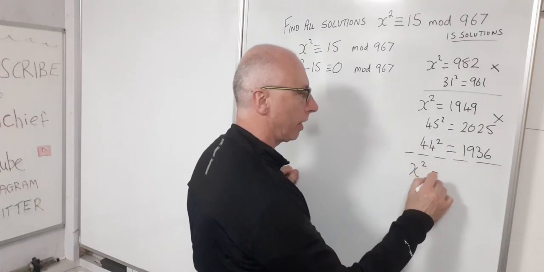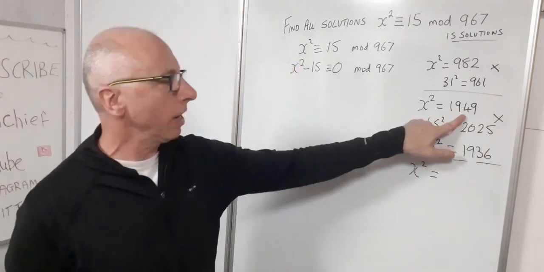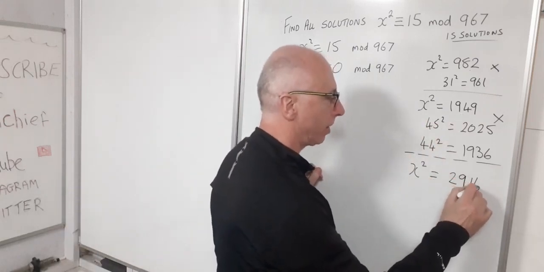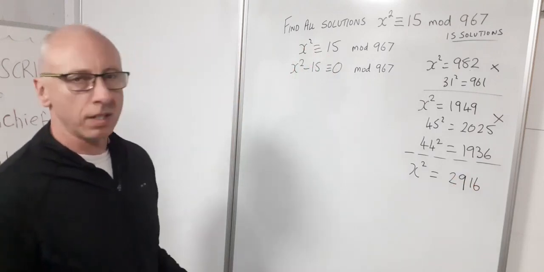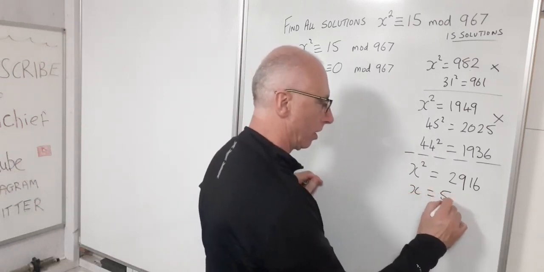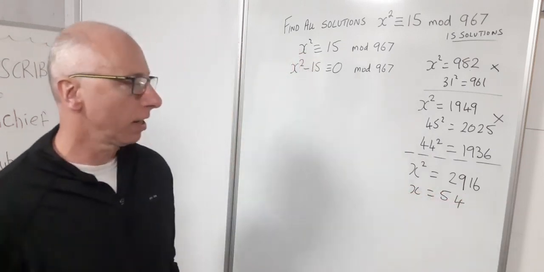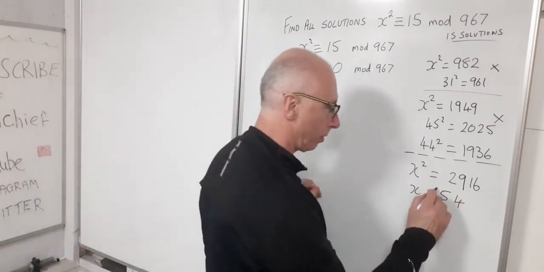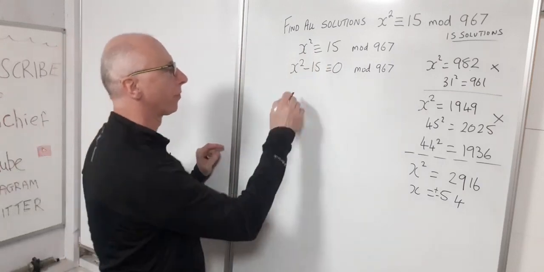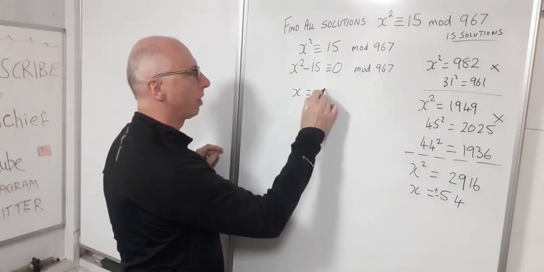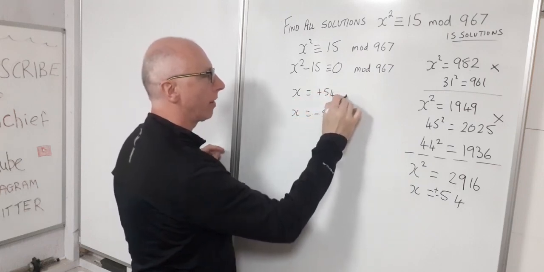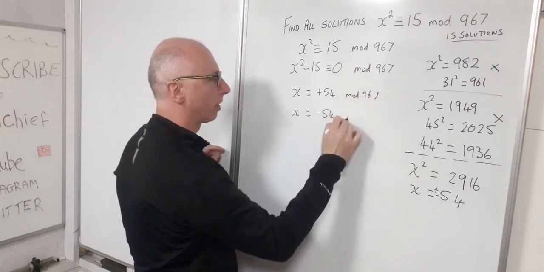So x squared equals, adding 967 onto that, we'll get 2916. Now that is looking good, because I know 54 squared will give us 2916. So with that we get a negative version as well. So we get the plus and the minus. So x equals plus or minus 54. So x equals plus 54 or x equals minus 54. And these are both mod 967.